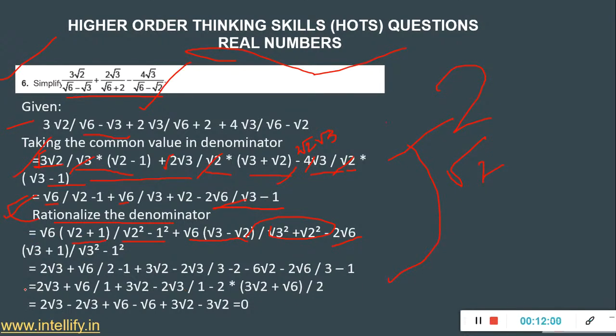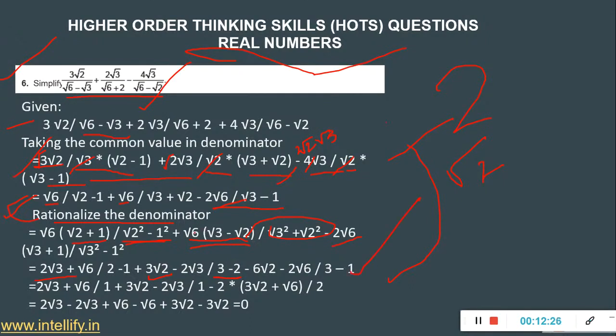Root 6 into root 2 is root 12, which will become 2 root 3 plus root 6 divided by 2 minus 1. Using the identity a square minus b square, which will become a plus b into a minus b. In the second value, again it will become root 18, which can be written as 3 root 2 minus 2 root 3, and the denominator is 3 minus 2.